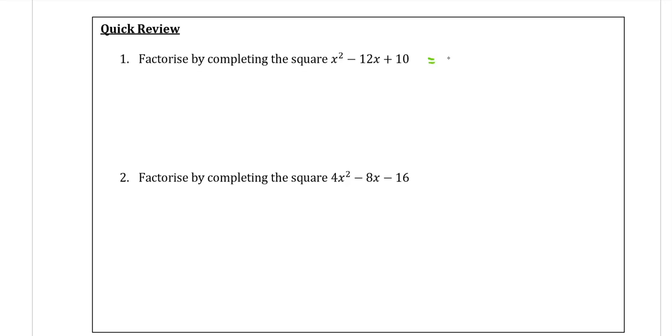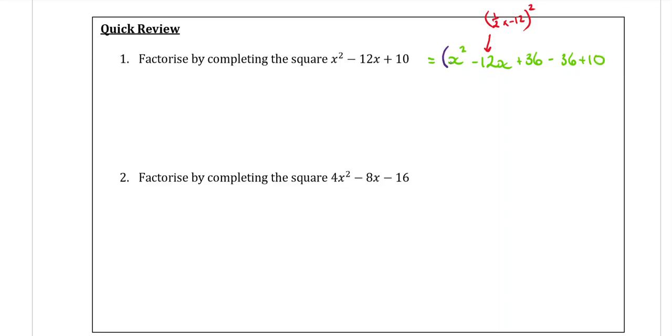So what we do is we take the first two terms, x squared minus 12x. We take the 12 that's in front of that x, we halve it, so half of minus 12, and square it. Half of minus 12 is minus 6. Minus 6 squared is 36, and I'm going to add 36. And because I don't want to change the size of this expression, I have to minus the 36 back off again and add the 10 from the original question on the end.